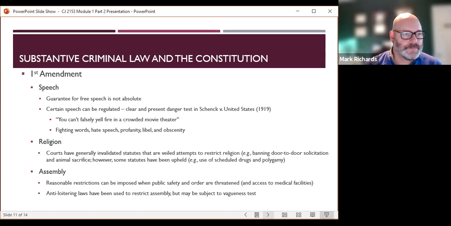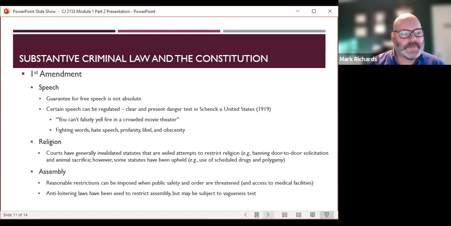Within substantive criminal law, under the First Amendment right to freedom of religion, the courts have generally invalidated statutes that are veiled attempts to restrict religion. For example, banning door-to-door solicitation and animal sacrifice. However, some statutes have been upheld, like those on the use of drugs and even polygamy.